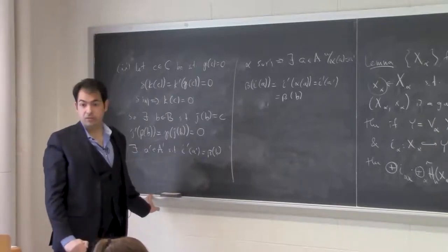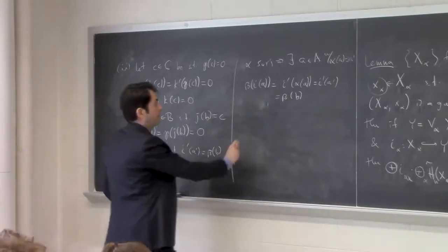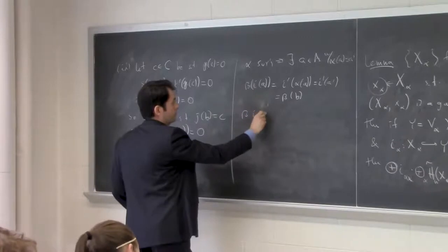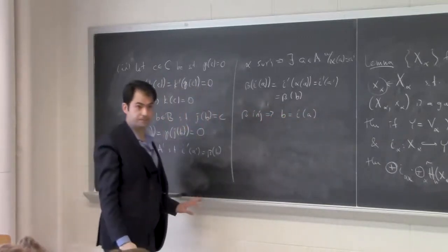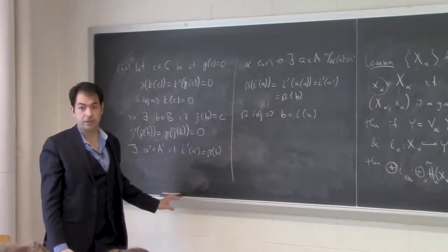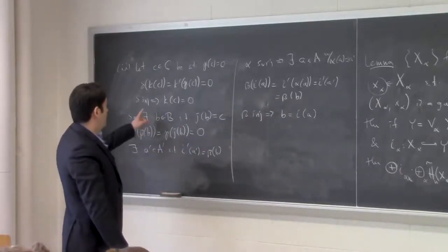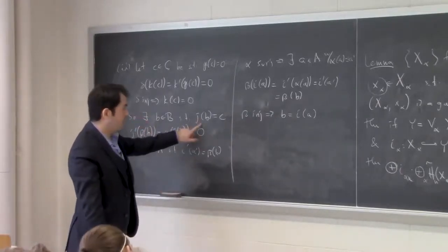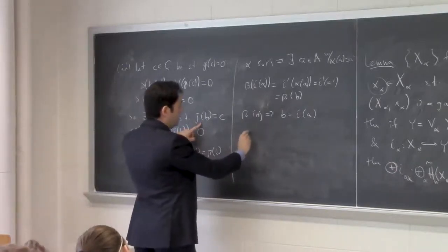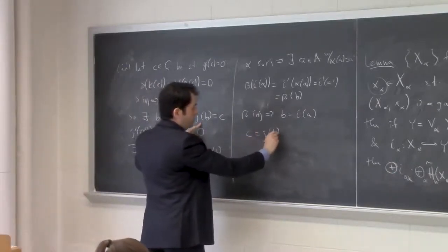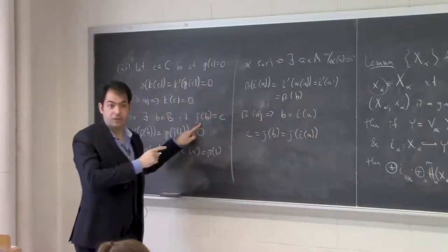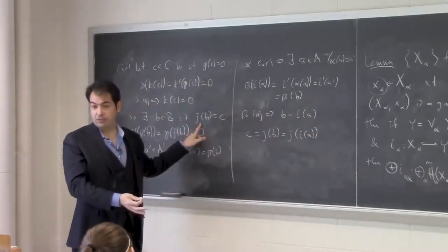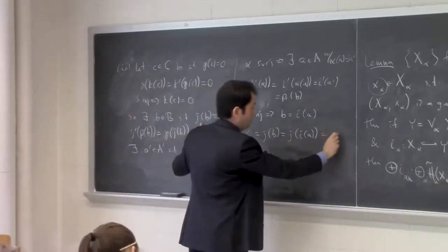Okay, but beta is injective. So we know that b is equal to i of a, right? But we know that j of b is equal to c. So c is j of b, which is j of i of a, right? But the top row is exact. And so if you compose two arrows, you get 0.